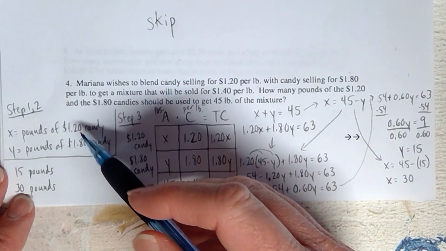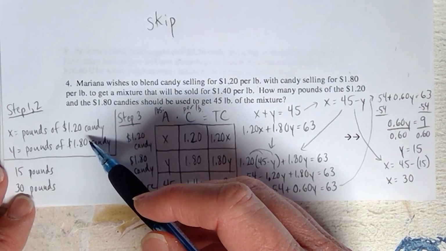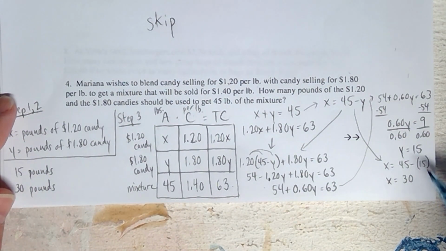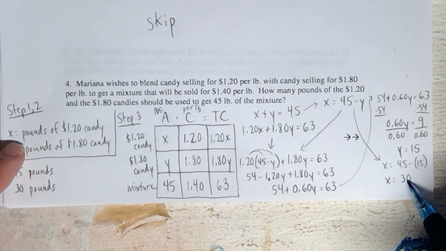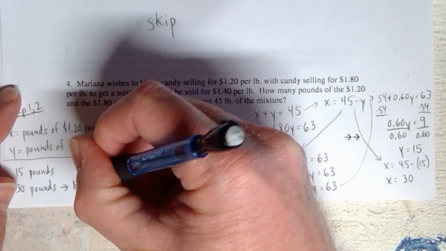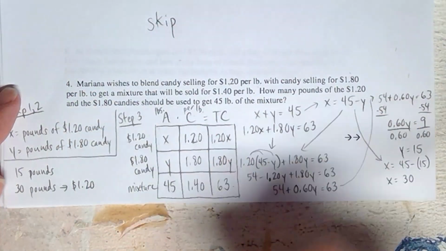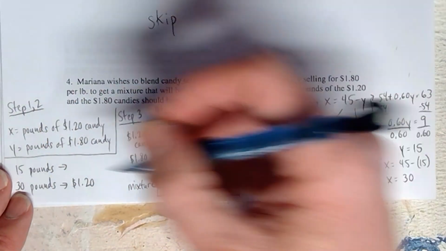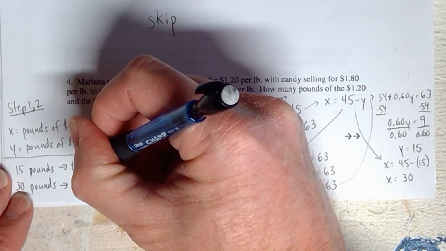But you also got to tell me which one's which. Okay, you could tell that the difference here is that one of them is $1.20 and one of them is $1.80. So just tell me which one's which. All right, so the x was 30 and the 30 is the $1.20. So that must mean that the 30 pounds is the $1.20 candy. Okay, and then the 15 pounds must then be the $1.80 candy then.